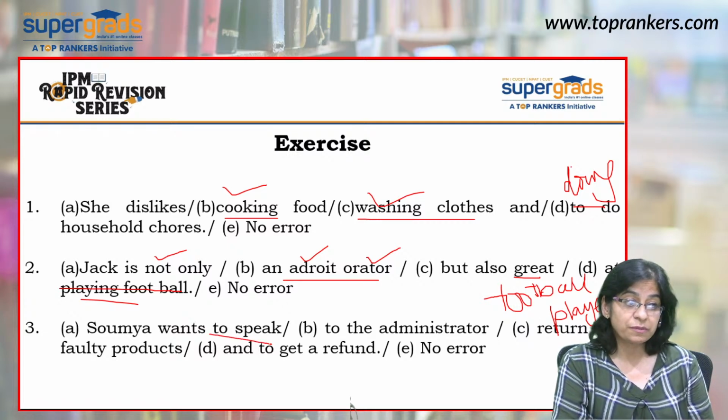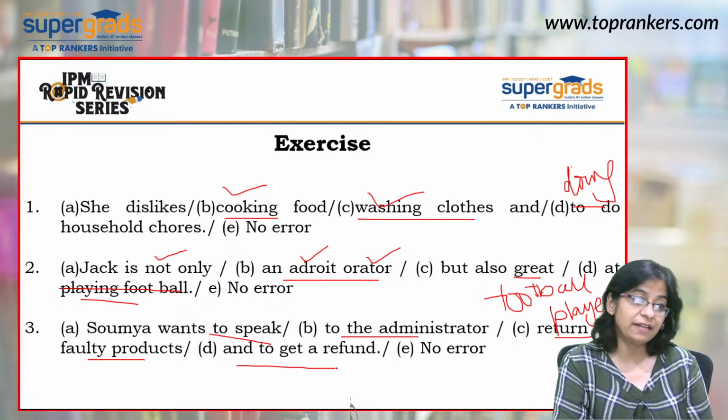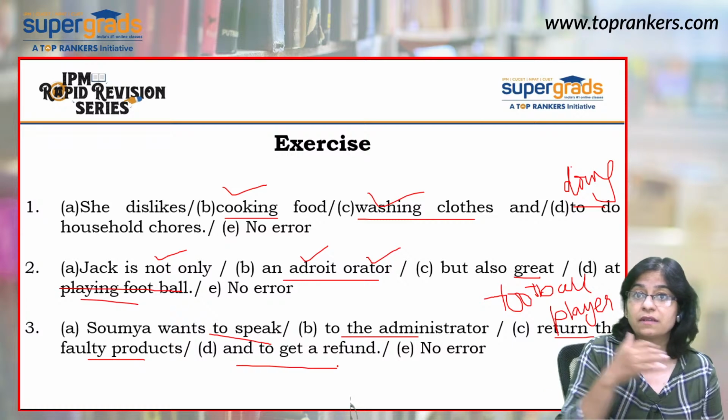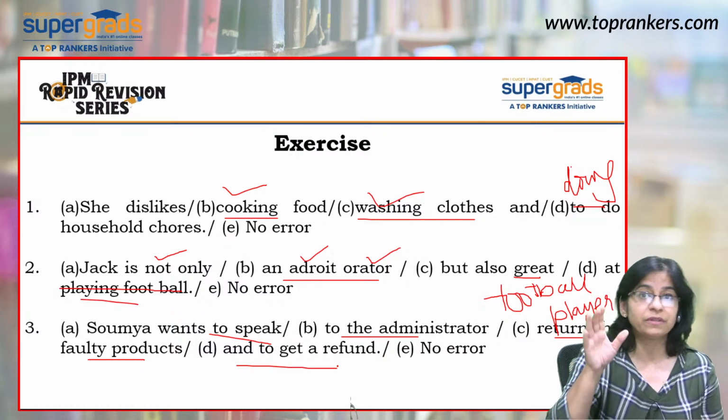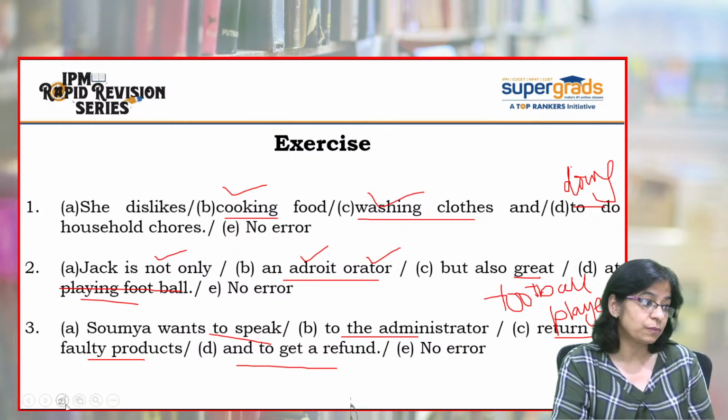Soumya wants to speak to the administrator, return the faulty products, and to get a refund. What's missing in this sentence? Just look at the sentence again. Most of the time, if you read the sentence in a flow, you will know that there is something missing in the sentence. Now let's see. What does she want to do?